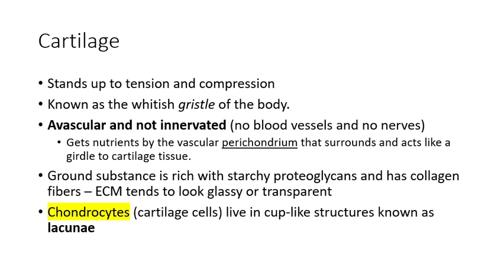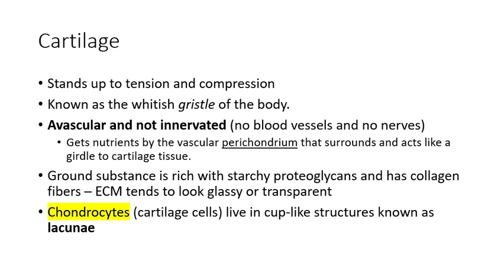They don't have blood vessels, but they also don't have nerves. They're not innervated. So they have to get their nutrients through the perichondrium, which is dense fibrous connective tissue that surrounds cartilage and acts like a girdle to it. So we're able to get some nutrients by diffusion.